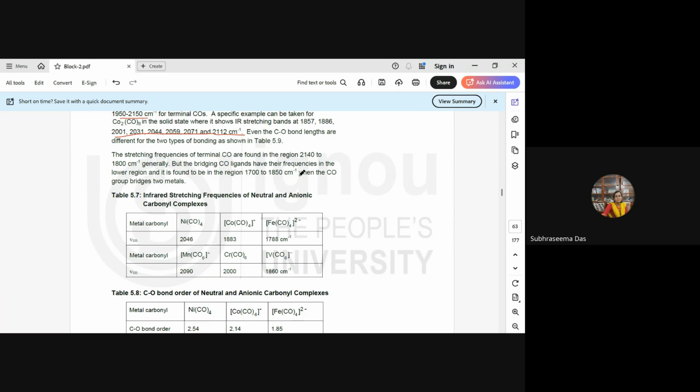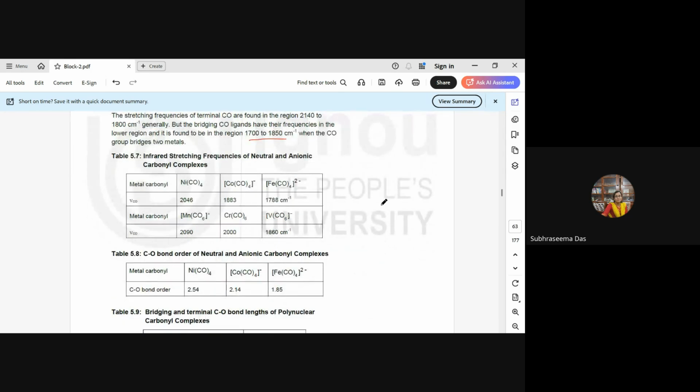The stretching frequencies of normal CO are found in the region 2140 to 1800 centimeter inverse generally. But when we talk of the bridging CO, they have their frequencies in the lower region and they are mostly found in the range of 1700 to 1850 centimeter inverse, where the CO group bridges two metals. So here in table 5.7, you can see the different infrared stretching frequencies of neutral and anionic carbonyl complexes.